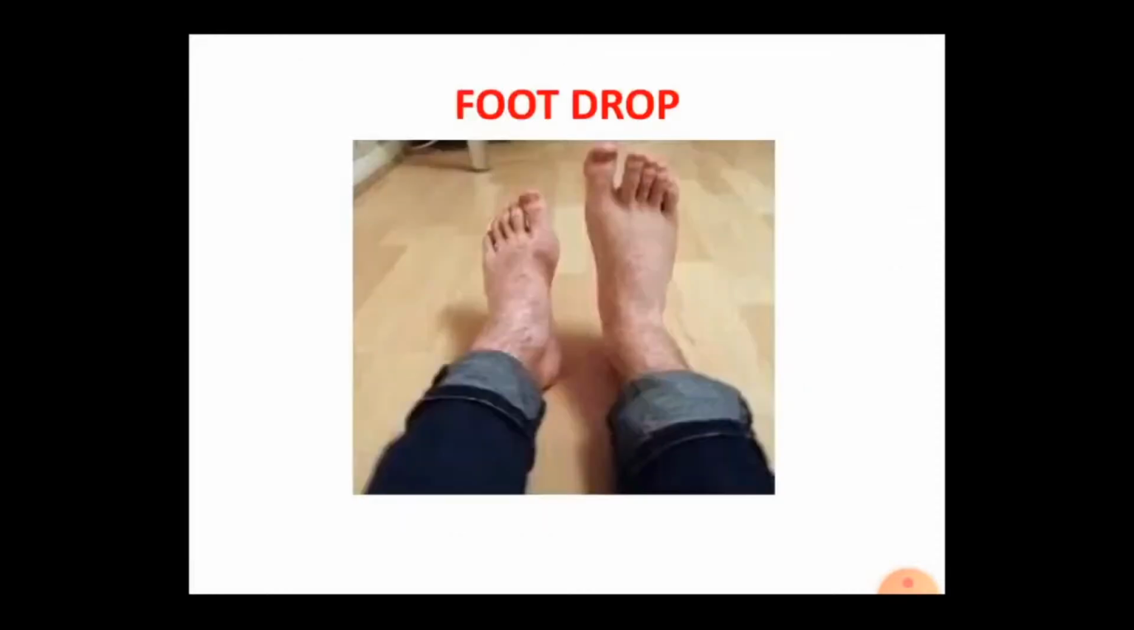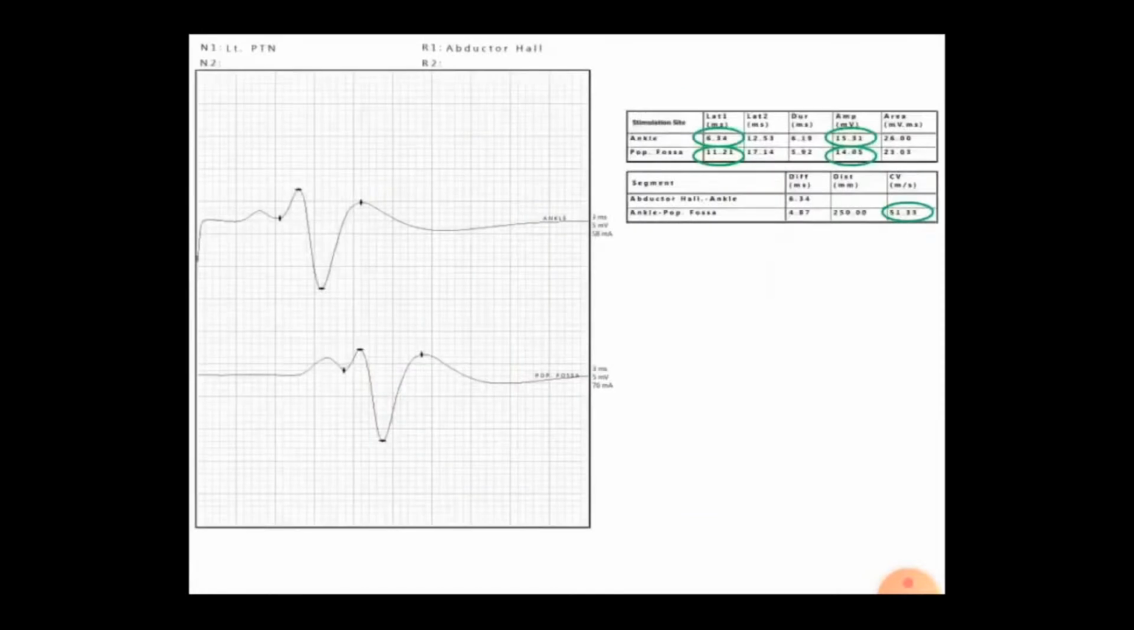Now foot drop. Here you can see in one foot the dorsiflexion is lacking. So let us see the report. This report is for posterior tibial nerve, recorded from which muscle? Abductor hallucis muscle. Here you can see that latency, amplitude and velocity, all these findings are normal.